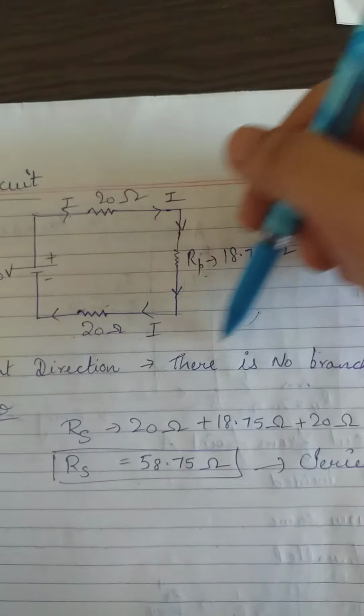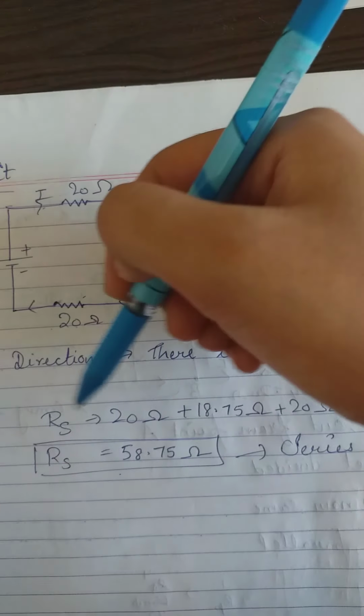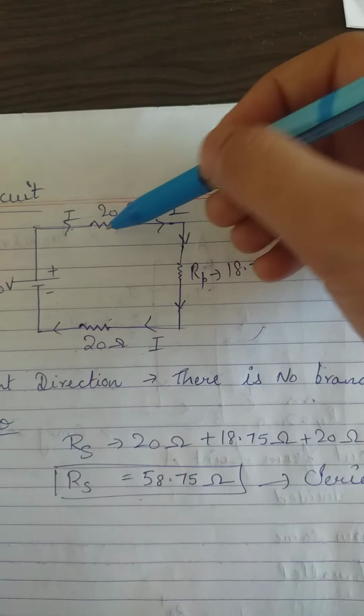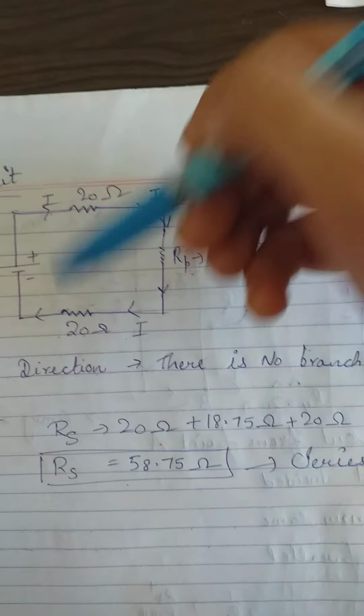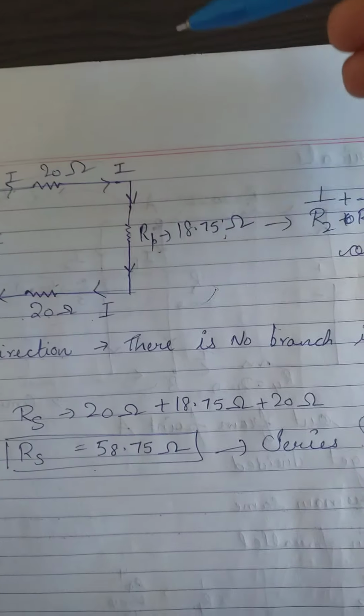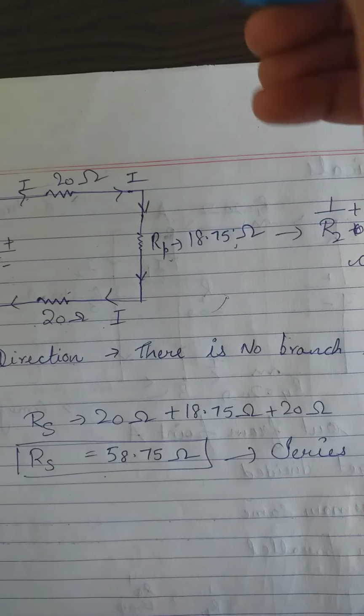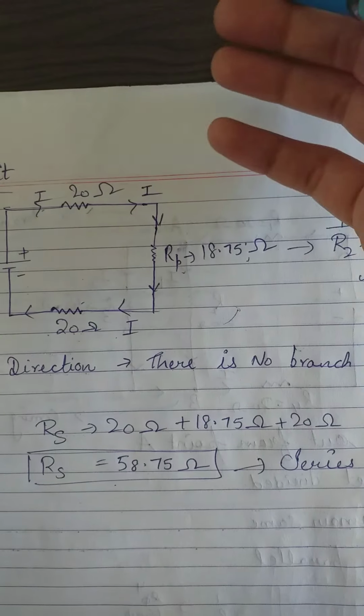First of all, draw the direction of the current. There is no branching in the new circuit, so simply add up these resistances. 20 plus 18.75 plus 20, which comes out to be 58.75 ohm in series. Clear?